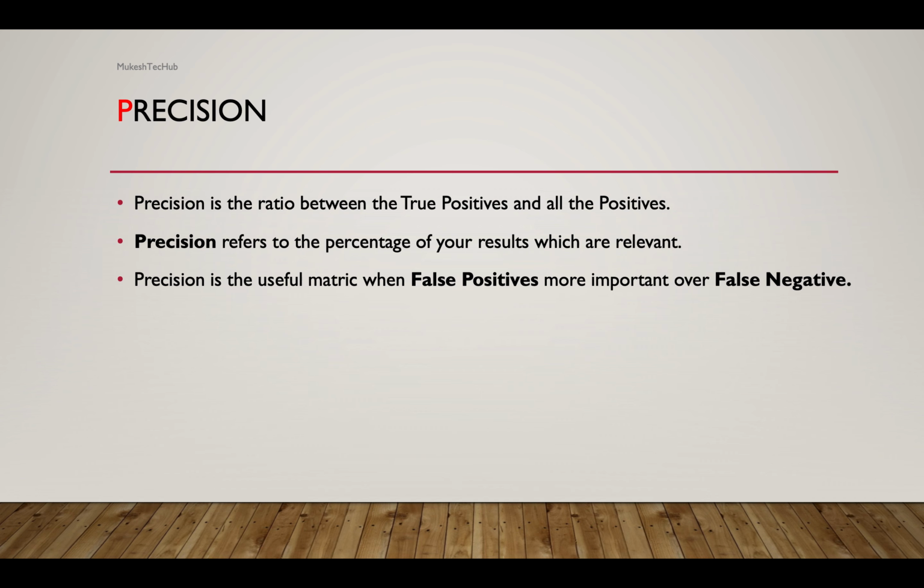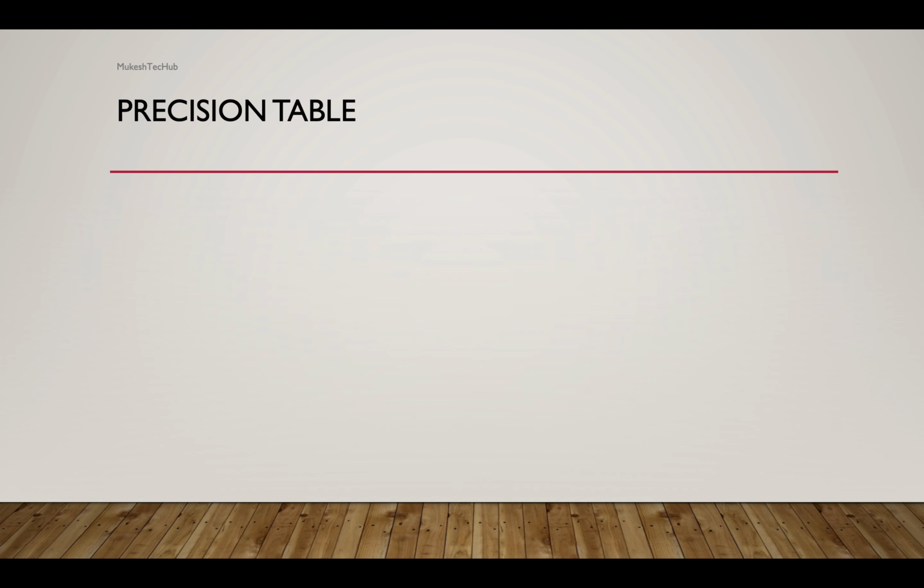It's very important. And precision is the useful metric when false positive is more important than false negative. What does that mean? False positives, as I mentioned, are the type 1 error, where the actual value was negative but the model predicted positive, right? So if false positives are more important than false negatives, then we should go for precision, right? Now let's look at the precision metric.